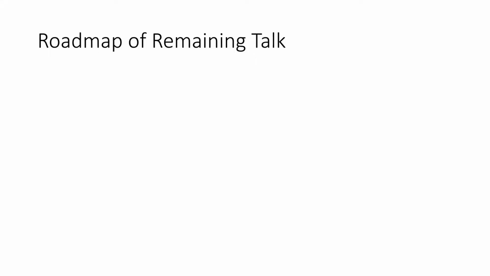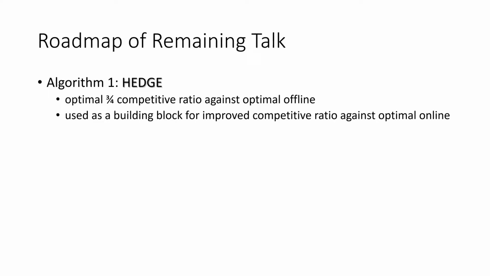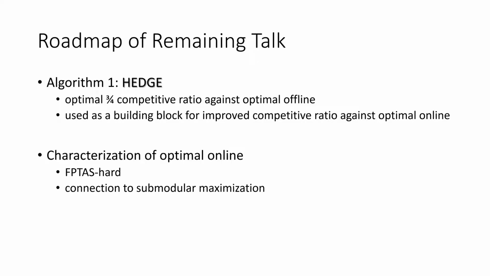In the remaining time of this talk, we will talk about the following three parts. First, we will talk about our first algorithm, Hedge, which will attain the optimal 3/4 competitive ratio against the optimal offline. And it will be used as a building block for the further improved competitive ratio against optimal online. Next, we will characterize the optimal online and argue that it is FPTAS hard, and that it has a connection to submodular maximization.